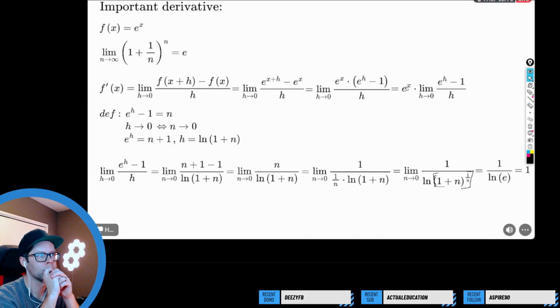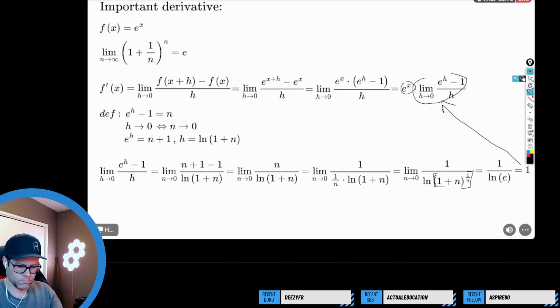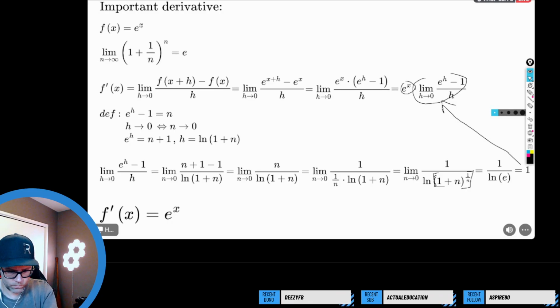Because we have 1, and we know that the derivative is e to the x times this derivative, and this derivative is 1, we actually know that the derivative is e to the x, which is pretty nice, as this is the function that is its own derivative. So if we continue to take more and more derivatives, it will stay the same.